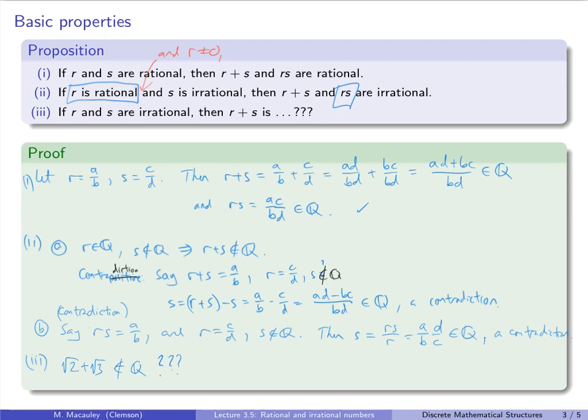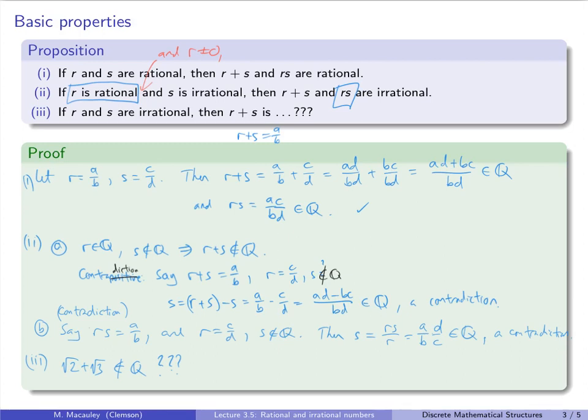But with a little more thought, since we really don't know how to prove this, what we could try to prove is the contrapositive. We could say, suppose R plus S is rational. Suppose R plus S is A over B. And how do we prove that R and S are irrational? So I guess you would have to somehow negate that. So the negation of this is that one of these is rational, but that also seems hard, because what if only one is and not the other?